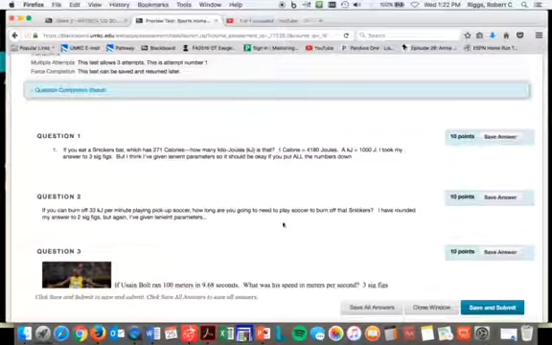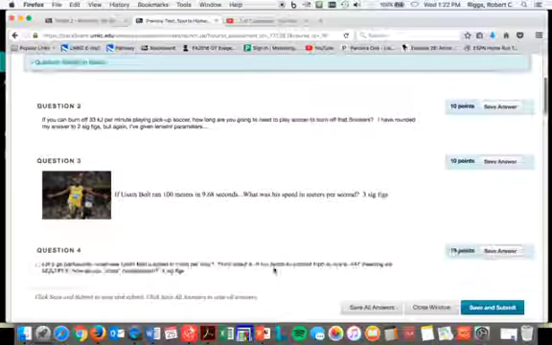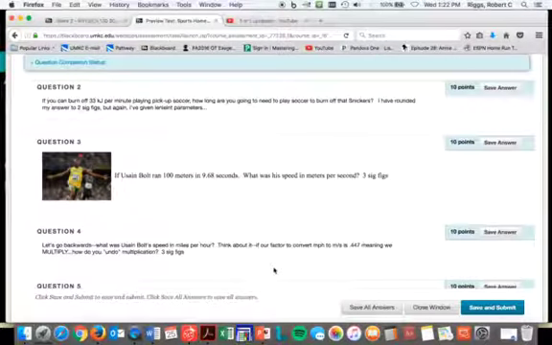Okay. If Usain Bolt ran 100 meters in 9.68 seconds, what was his speed in meters per second? Well, you can do that. 100 meters, 9.68 seconds. That's his average speed, by the way. At certain points, he was going 13 meters per second when he first busted out of the gates. The guy's amazing. Let's go backwards. What was Usain Bolt's speed in miles per hour?